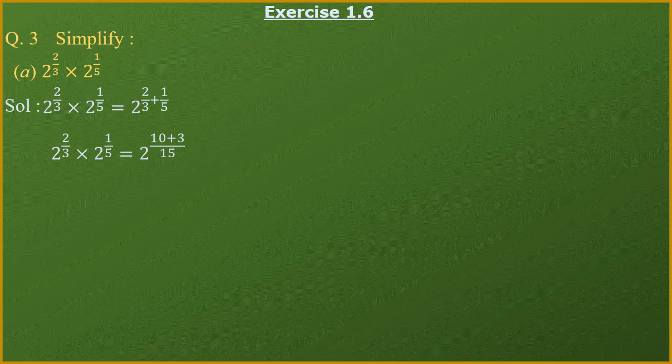Then I will do the cross multiplication. So 2 and 5 if you multiply, it will come 10, and 3 and 1 if you multiply, it will come 3. 10 and 3 if you add here, it will be 13 upon 15. Okay, formula you can see, a to the power m into a to the power n is equal to a to the power m plus n, right? So it will be 2 to the power 13 upon 15.